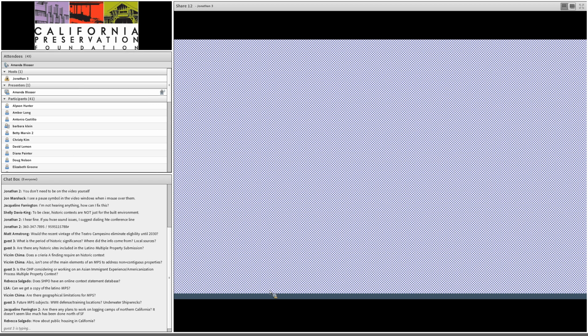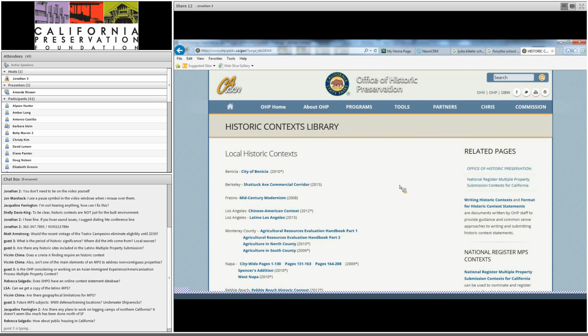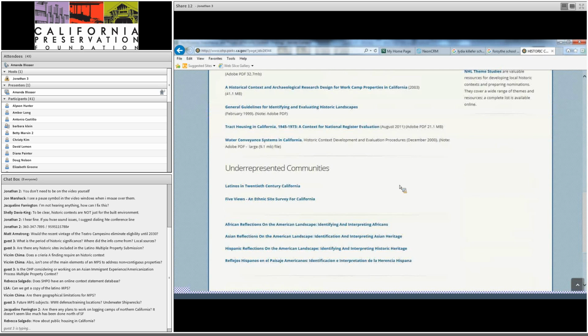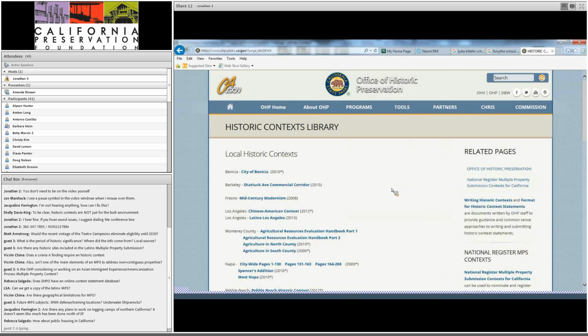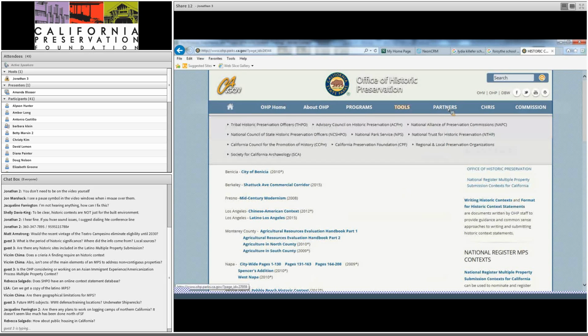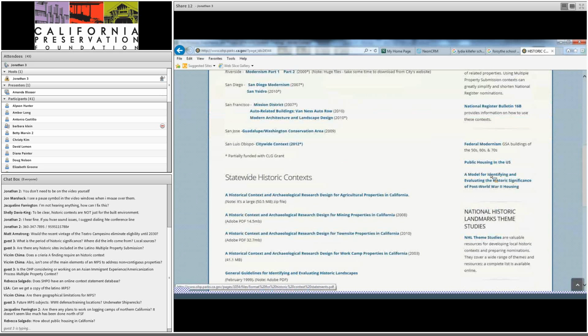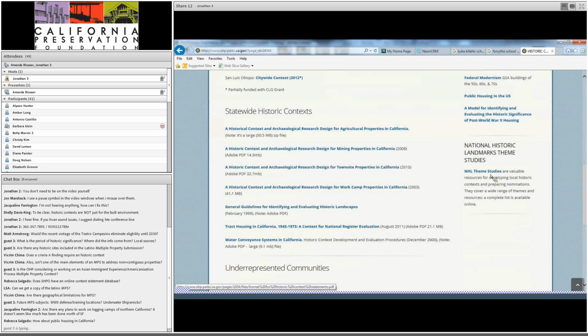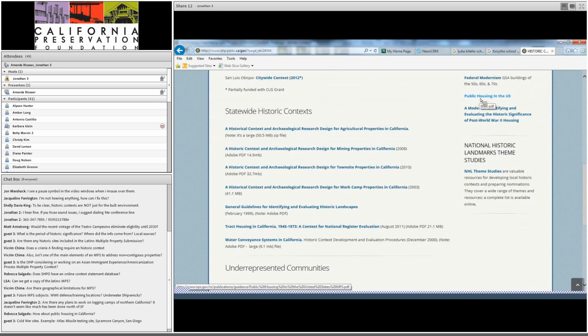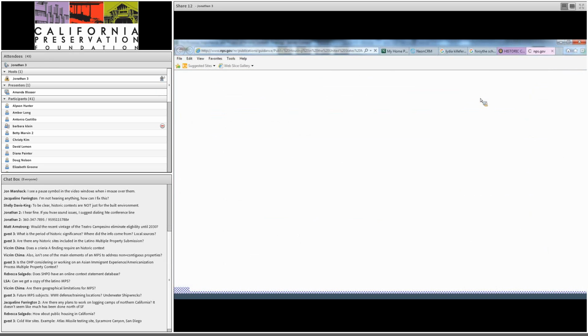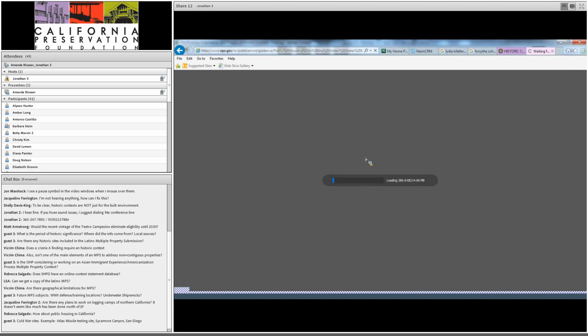The question about the public housing in California, there is a context that's nationwide for public housing, and there's a link on our website under the context. If you go on the side, if you just scroll down, right there, public housing in the U.S. We haven't done one for California. There has been one nationwide, so that may help you a little.